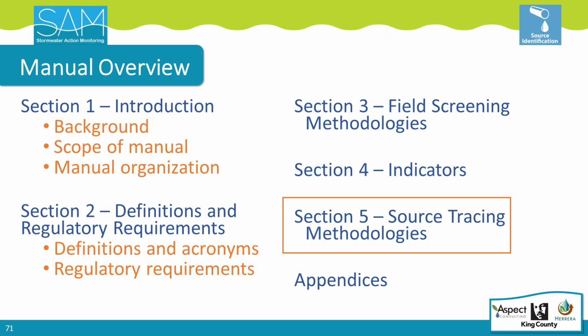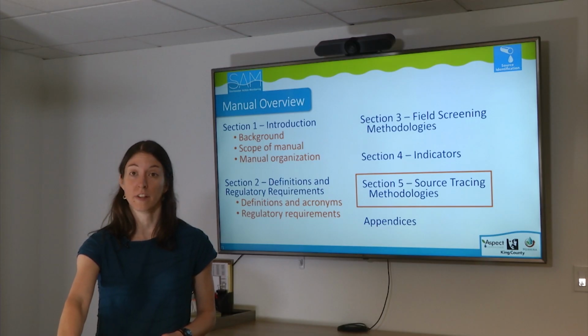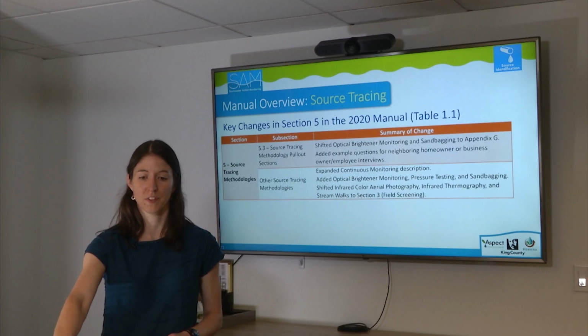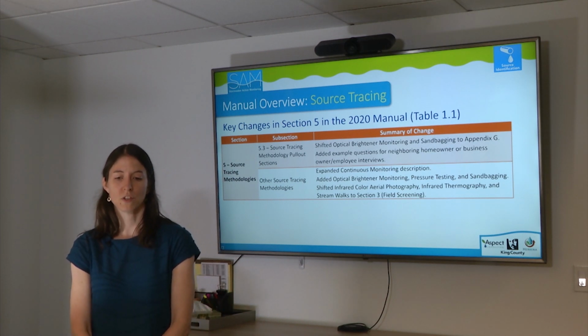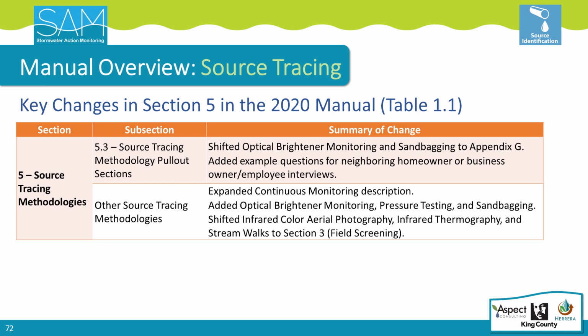All right, so that wraps up our indicator section, which was section 4 of the manual. And next we'll shift into section 5, which is the source tracing methodologies. It's our last major section to highlight today. Some of the key changes in section 5 of the 2020 manual include shifting optical brightener monitoring and sandbagging from the main text to Appendix G.